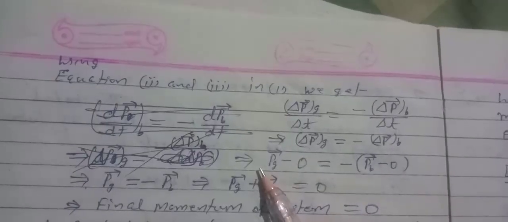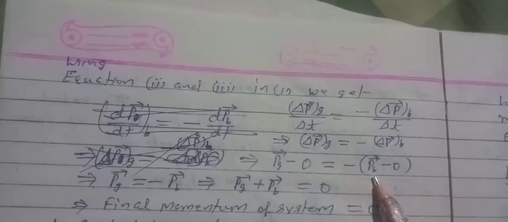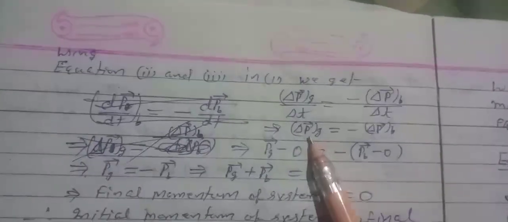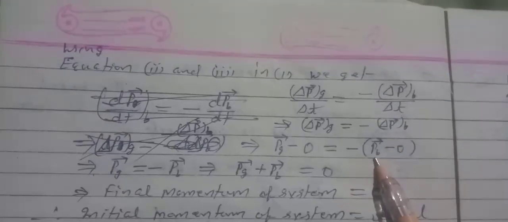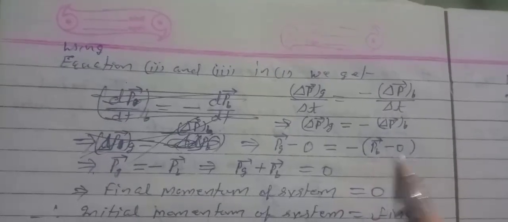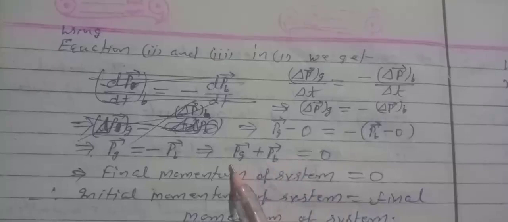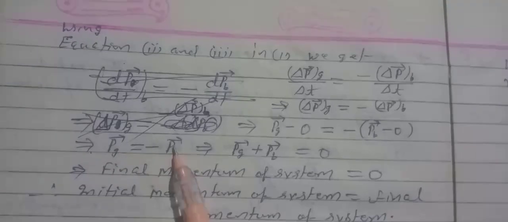Or this implies PG vector minus 0 equals minus of PB minus 0. Why have we chosen 0 here? Because this is the change in momentum of the gun. Initially the gun was at rest, so the initial momentum will be 0, and this is the final momentum. Similarly in this case, the initial momentum is 0 and this is the final momentum. So solving this, we have P vector G equals minus PB.